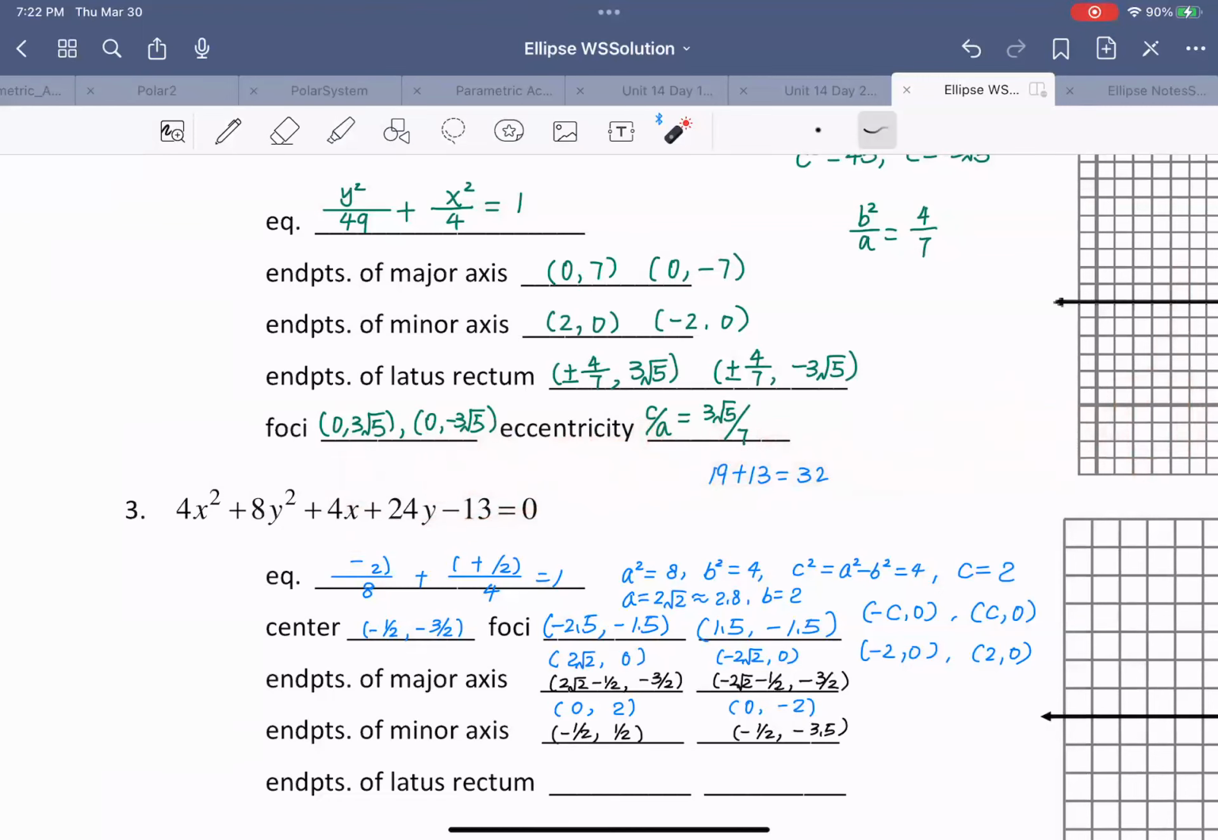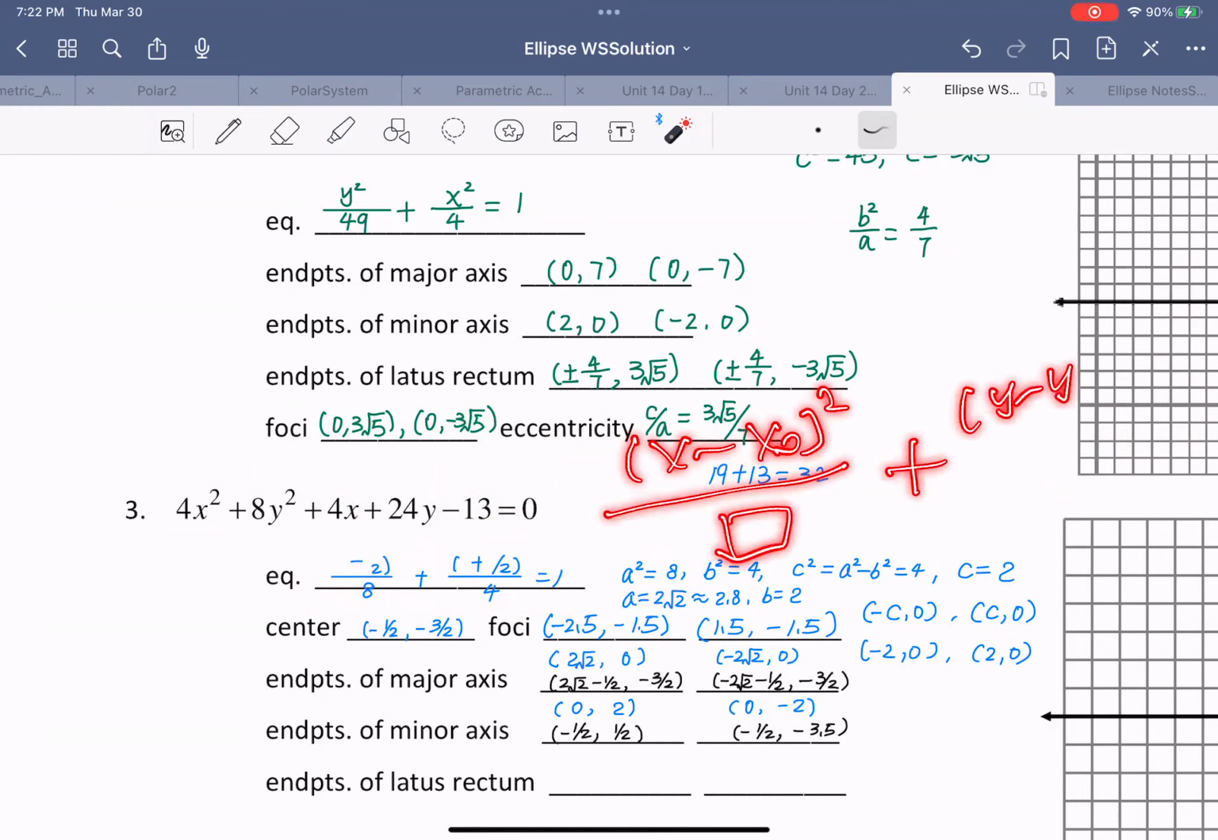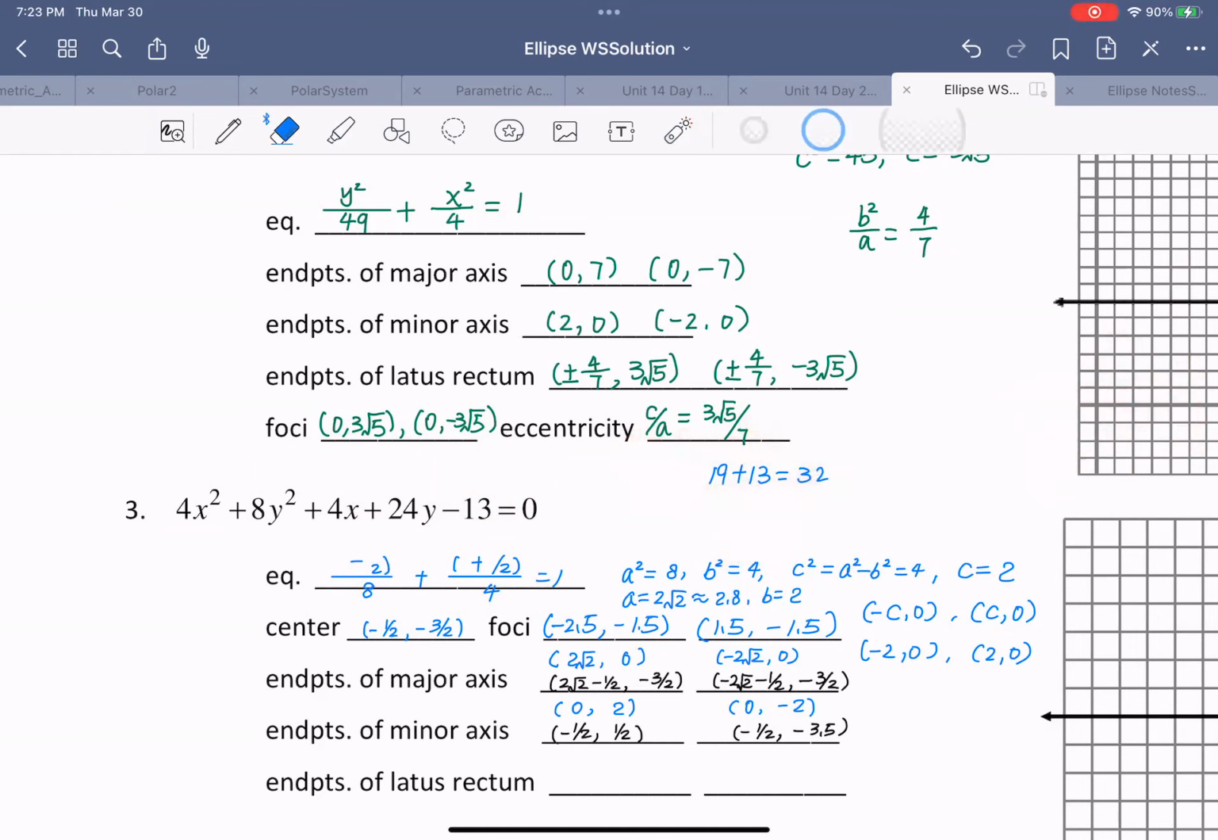So you need to manipulate the completing square twice here, x with x, y with y, to change to the standard format. Okay, this guy over something plus y minus y0 squared over something equals 1. Give a try by yourself. I want to see who has a very strong foundation for this part.